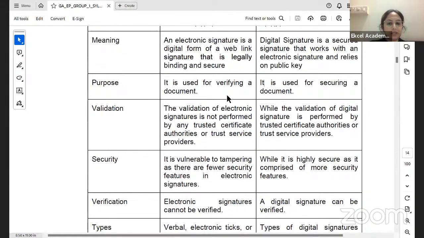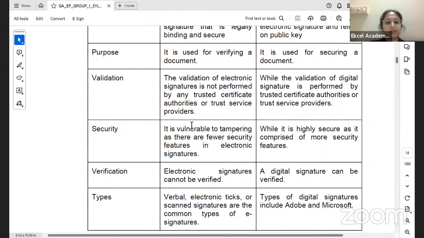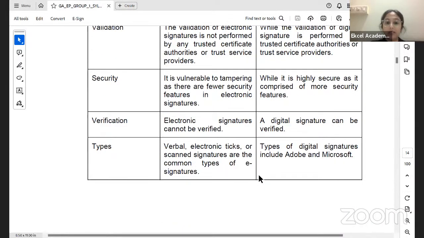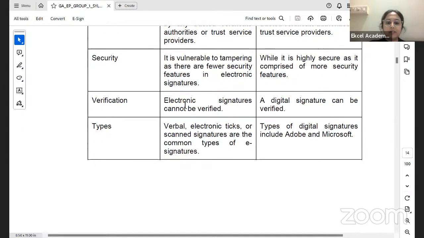Purpose: electronic signature is used to verify a document, whereas here it is for securing a document. Then validation is not performed. There is no DSC; we don't have any validation technique for electronic signature, but that is possible in case of a digital signature. Then security: it is vulnerable to tampering. There is a possibility that an electronic signature can be tampered with, but a digital signature is highly secure. And for electronic signature, verification and validation are not possible, but for digital signature, it is possible.